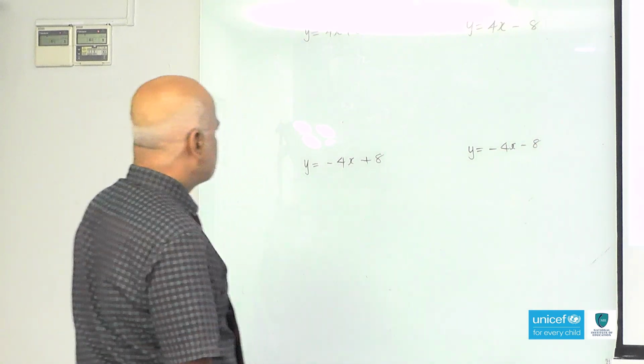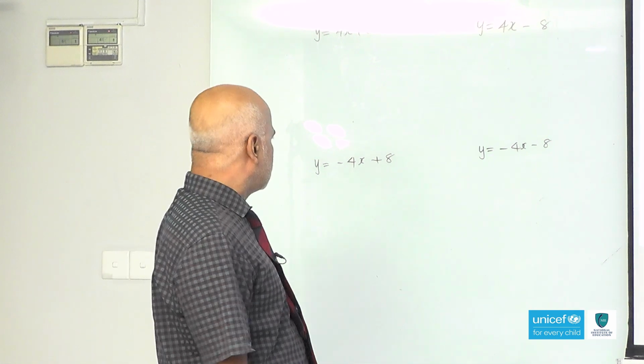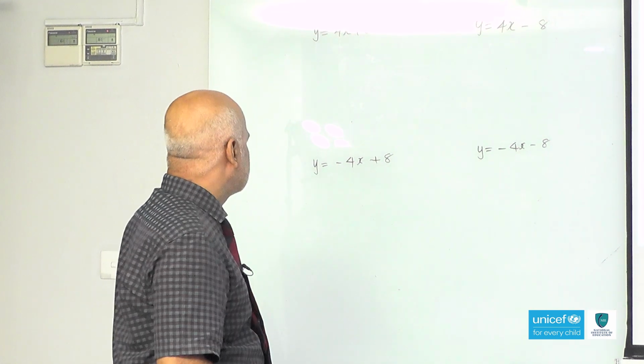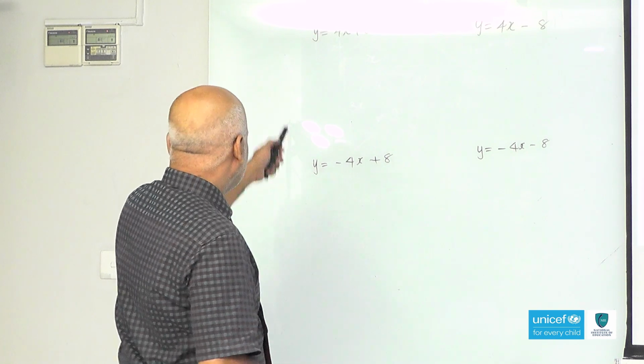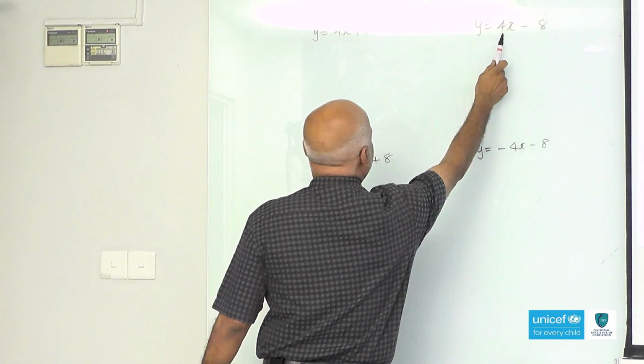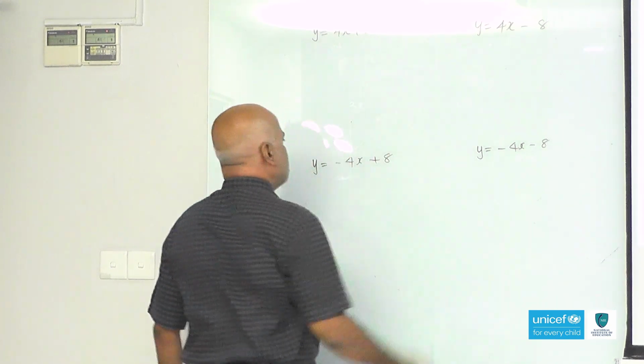I have taken 4 examples. In all 4 examples, the numbers used are the same, irrespective of the plus and minus sign. Here both are positive gradients, and the y-intercept is plus 8 and minus 8.